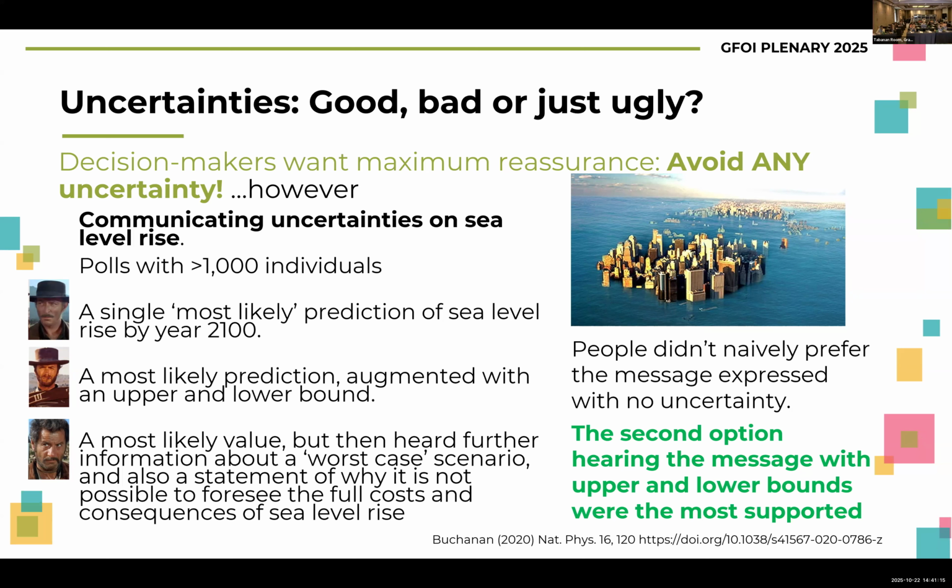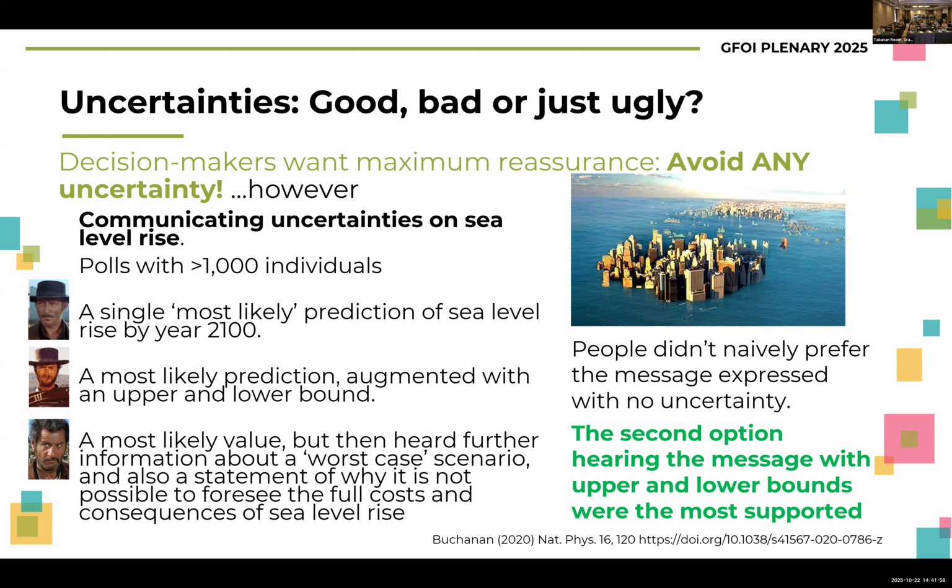So first I want to put to you an example. This is based on a poll done in 2020, a survey among the public, where they were trying to see how uncertainties communicate to the general public and how the public perceive them. Usually we have the feeling that decision makers, the policy makers, want maximum reassurance. They don't like to talk about something in between two values. They want you to tell them exactly what the value is, right?